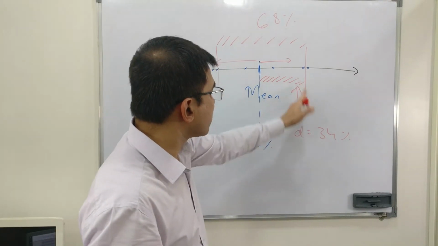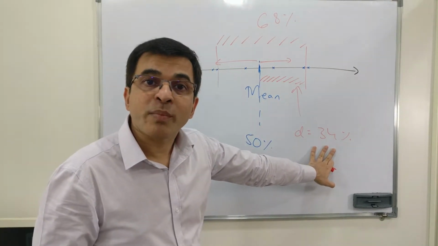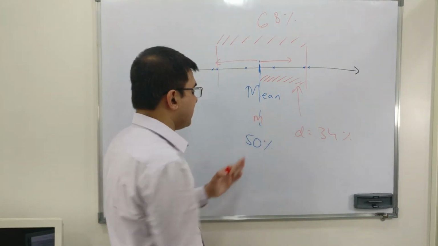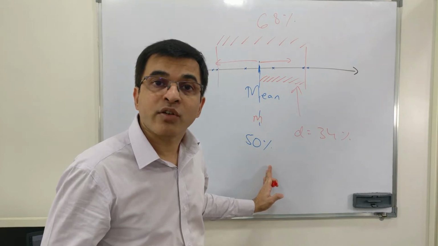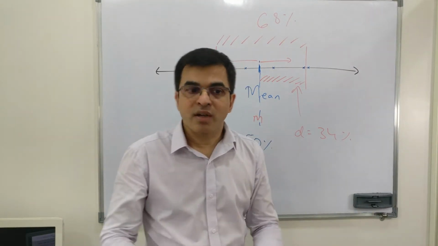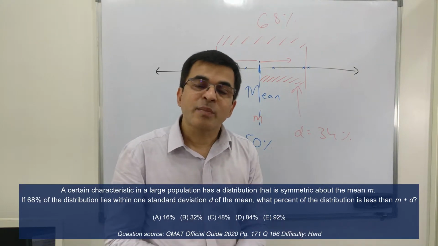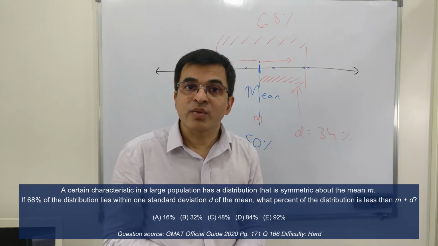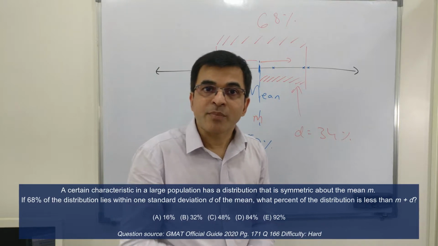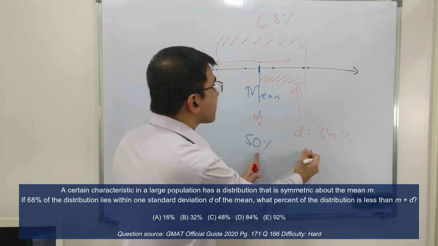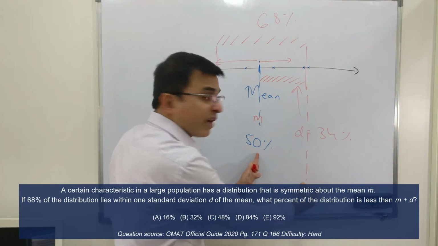So this portion is covering 34% of the values, and till the value M, which is the mean, we are covering 50% of the values. Once you figure this out, it's very easy to answer the question that is being asked. The question is: what percentage of values are less than M plus D? So, less than M plus D. M is still here. If we go further ahead by D, we are going to come somewhere here.